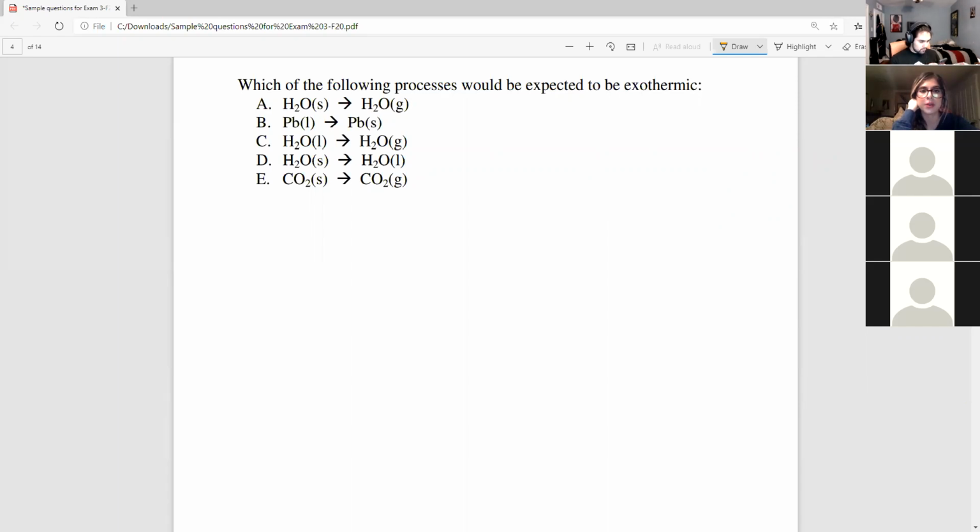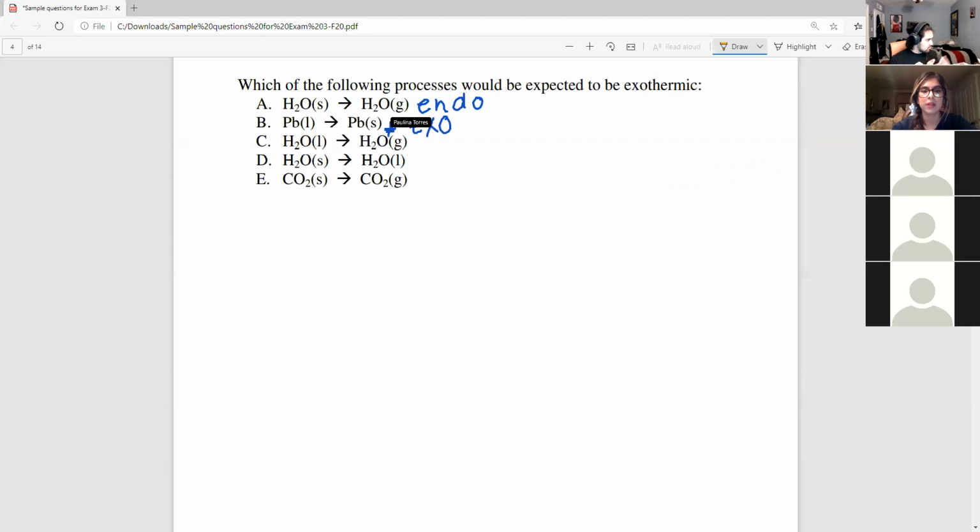Okay, so this has to do with change of states, right? So if we're going from solid to gas, is that exothermic or endothermic? Endothermic. And liquid to solid? Exothermic. Okay, so that might be a good option for now.